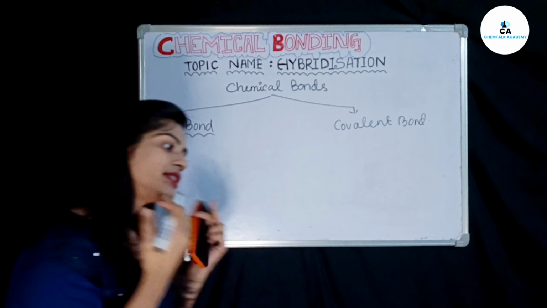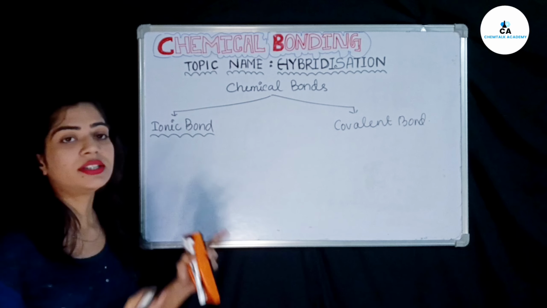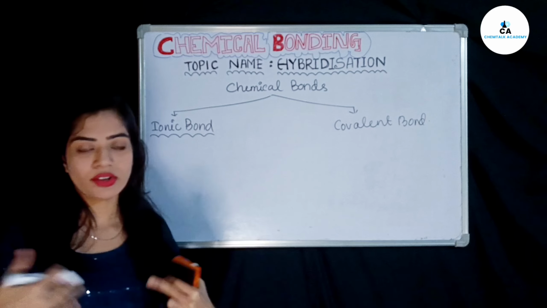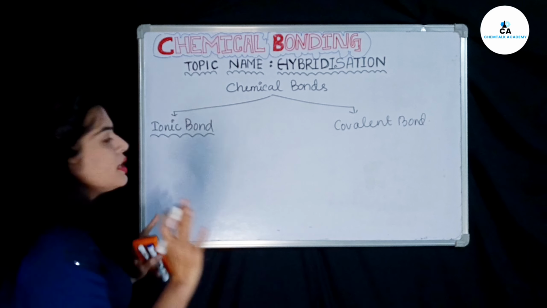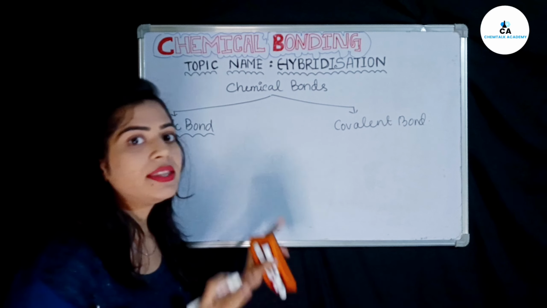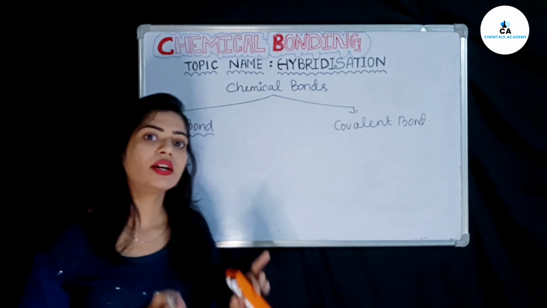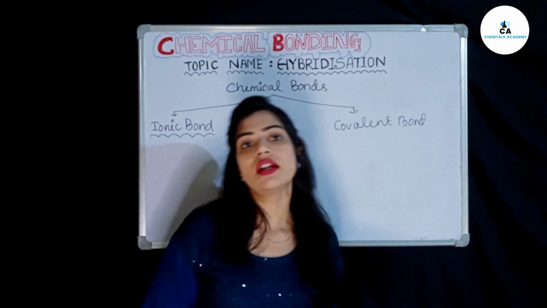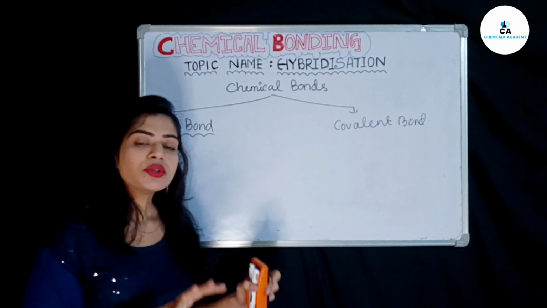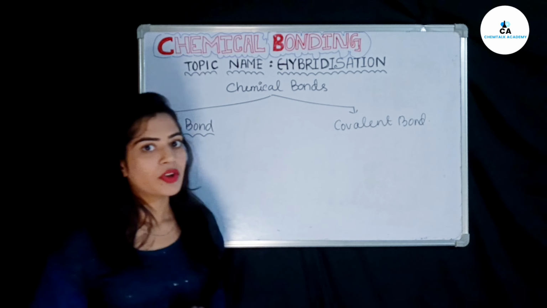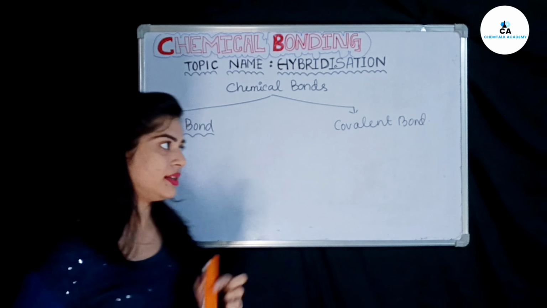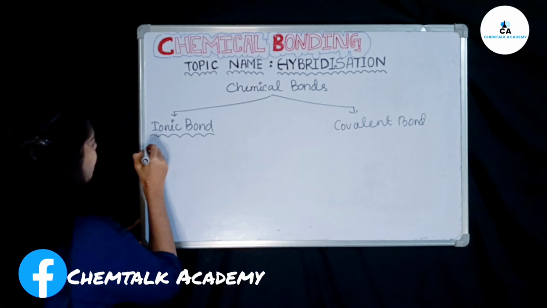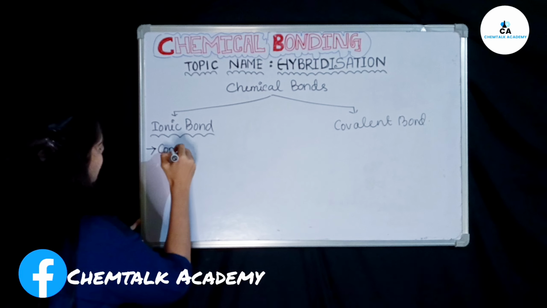From class 9th onwards we studied that ionic bonds are formed when there is a complete transfer of electrons. So the definition of ionic bond: ionic bonds are those bonds where electrons are completely transferred from one atom to the other. Here complete transfer of electrons takes place.